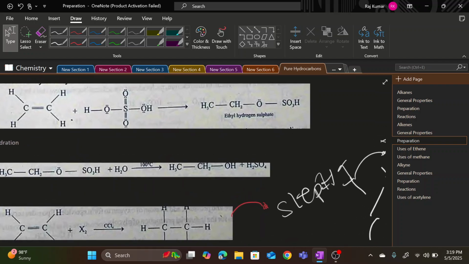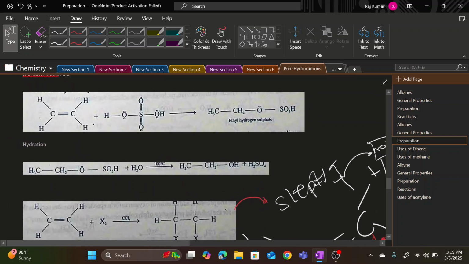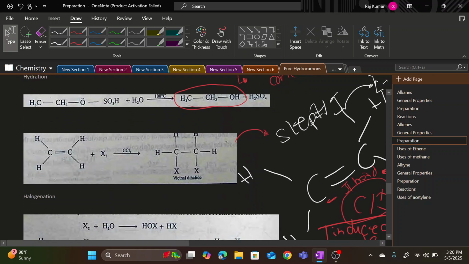And then we have the hydration reaction. Hydration is a process where, let's say, we take cold concentrated sulfuric acid and put it on alkene. We will get ethyl hydrogen sulfate as a result. When you boil ethyl hydrogen sulfate at 100 centigrade, of course, then we are going to get the alcohols. This is the entire reaction.